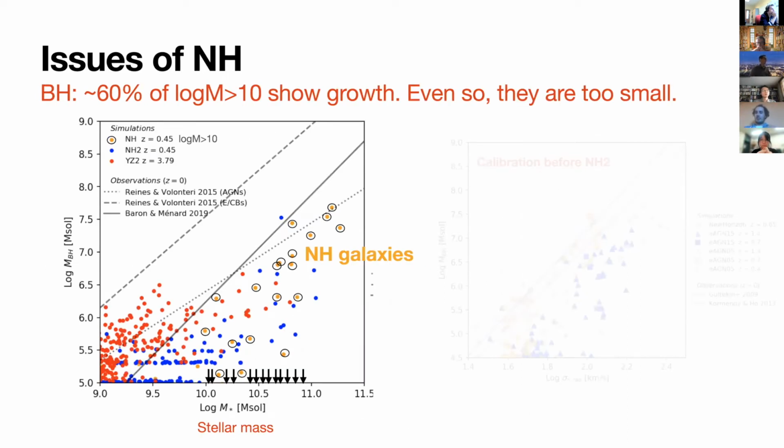Second problem is the black hole mass. So this is black hole mass versus stellar mass. And there are many dots. Don't look at all the dots, just look at the orange dots. The orange dots with black circle, those are the New Horizon galaxies. And compared to the empirical lines, New Horizon galaxies always go under the empirical relation. To make matters worse, lots of New Horizon galaxies do not let their black holes grow at all. So they just have the initial mass and then they don't grow.